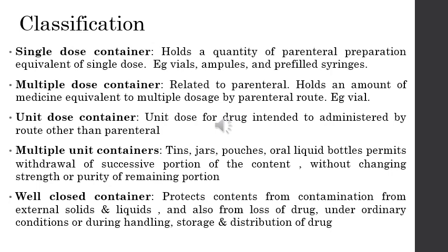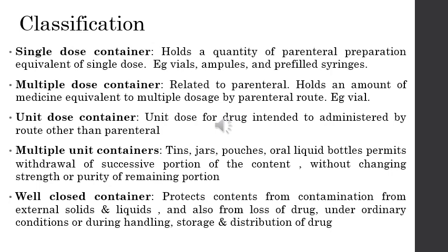Next classification is the multiple dose container. This is again related to parenterals. The example is a vial. Now there are some vials which will allow multiple dosing, so this comes under a multiple dose container. Then we have a unit dose container. These are nothing but the preparations or formulations which are given by a route other than parenteral, but they have a unit dose which is to be administered.